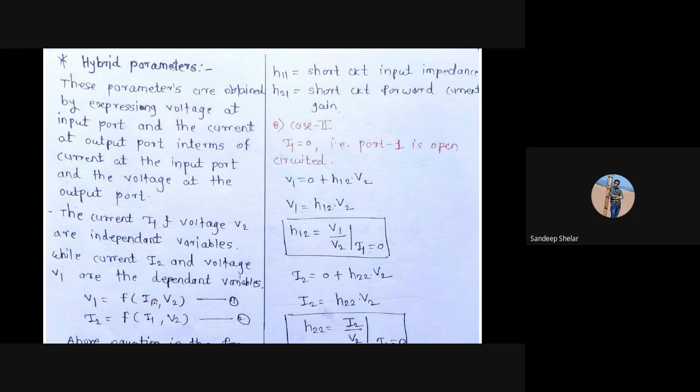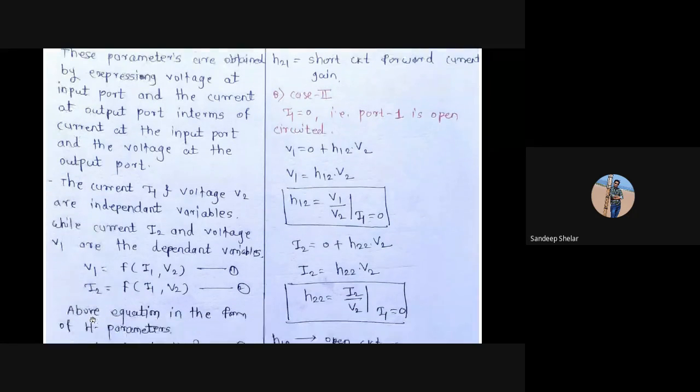That means V1 depends on I1 and V2, and I2 depends on I1 and V2. The current I1 and voltage V2 are the independent variables, and voltage V1 and current I2 are the dependent variables. These are the independent variables and these are the dependent variables.